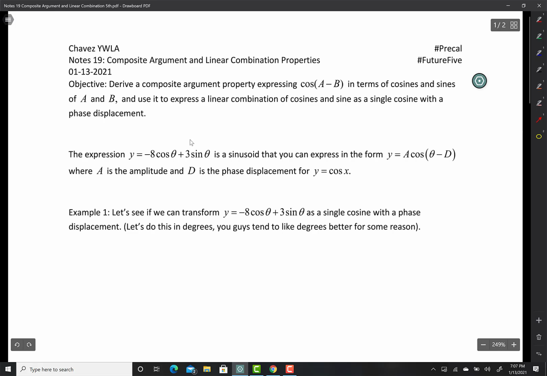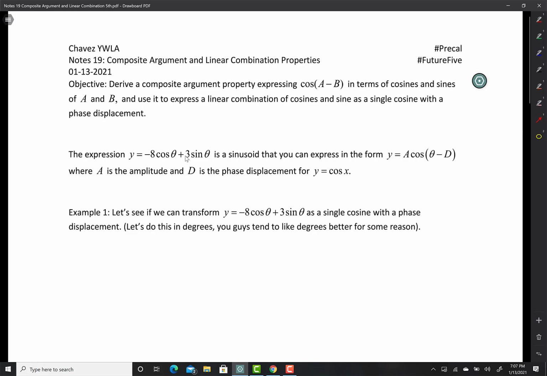So for example, when I say linear combination, check this out: -8 cosine theta plus 3 sine theta. That's it. Just cosine theta and sine theta, and notice that the periods are both 2 pi, and I just have a coefficient in the front. This creates one unique wave that can be represented with a cosine.